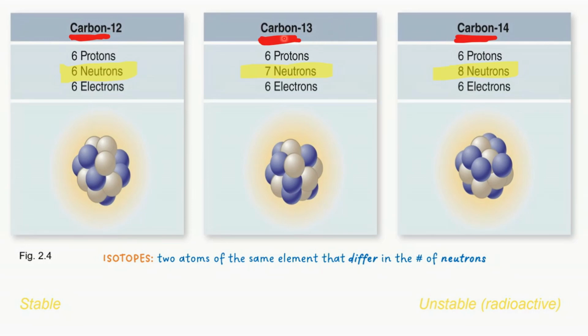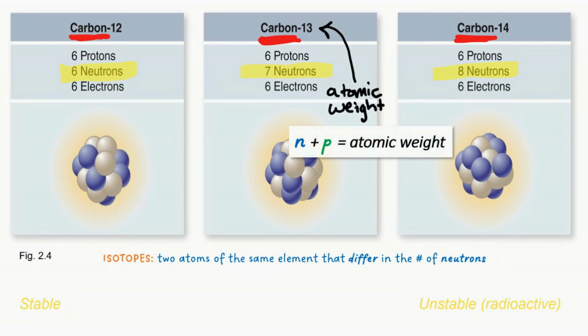So if we look here, we can see carbon 13 tells us that this is a carbon atom with an atomic mass of 13. That tells us there must be 7 neutrons instead of 6 in this carbon atom, right? Because atomic weight or atomic mass is determined by the number of neutrons plus the number of protons. Does that make sense? So while atomic number, meaning the number of protons, is always the same, the mass can change depending on the isotope.